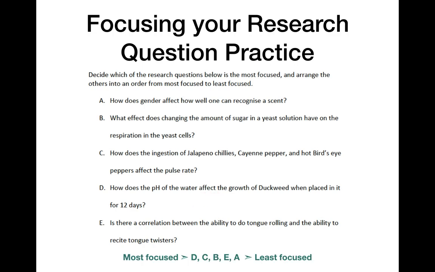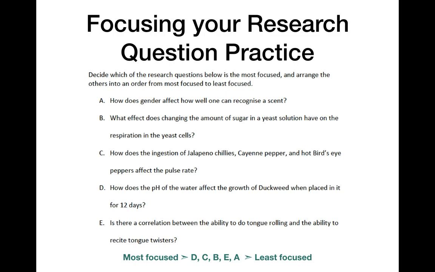Then the next one, in my opinion, is C. So I have specific peppers affecting pulse rate. But saying their ingestion, I'm not saying how I'm ingesting them or how long after pulse would be affected or any of this. It's kind of vague still.